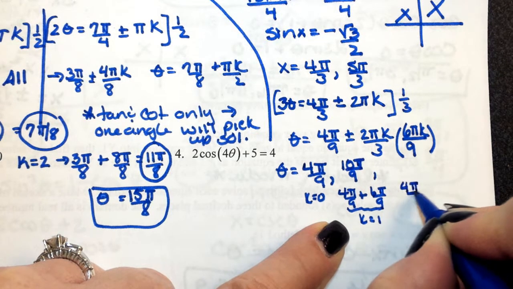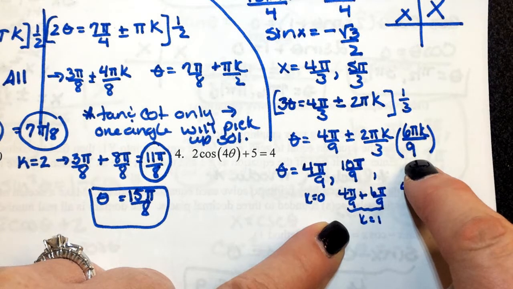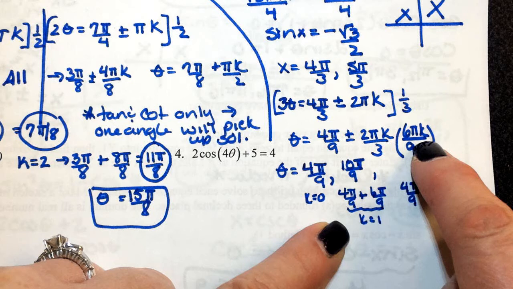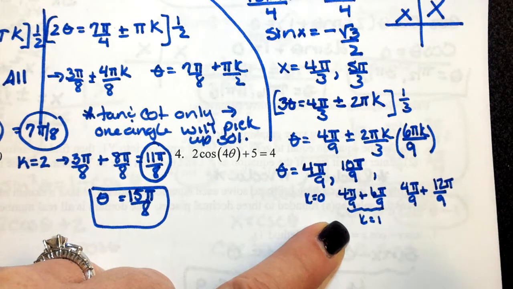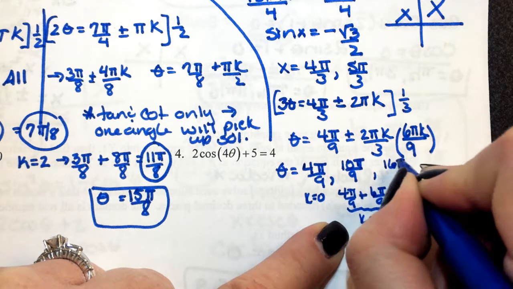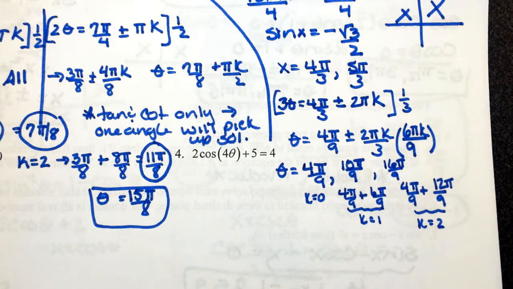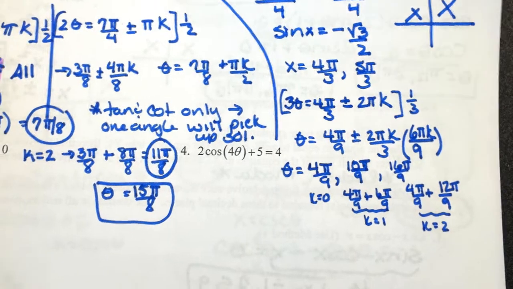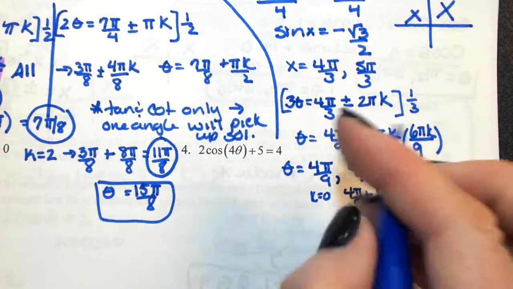So now let me do when k is equal to 2. So 4 pi over 9 plus, what is 6 pi over 9 times 2? Well, 6 pi times 2 is what? 12 pi. So 12 pi over 9 plus 4 pi over 9 is going to be 16 pi over 9. So this is when k was equal to 2. What's the pattern? What's the numerator increasing by? 6. So what would the next one have to be? 22 pi over 9. Is 22 pi over 9 greater than 2 pi? Yes. So there's 3 of my solutions.